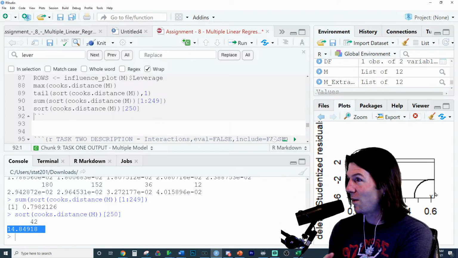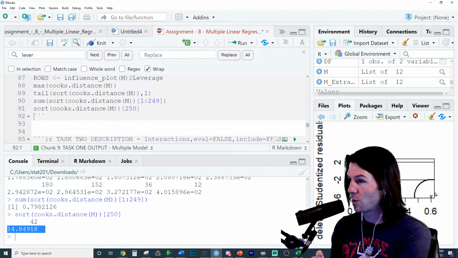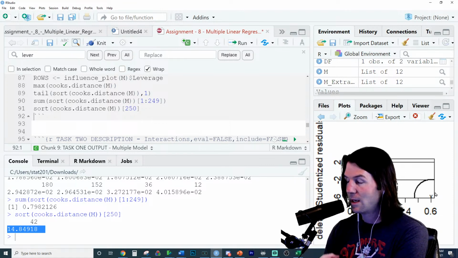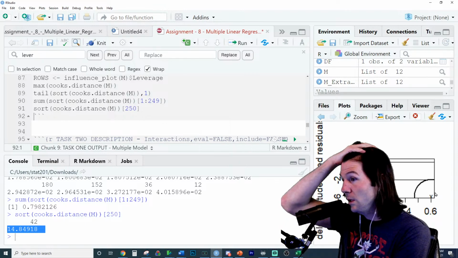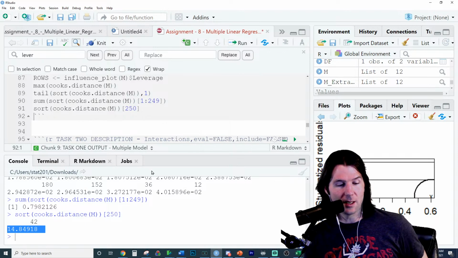So you're like, if that person had not registered their data, our model would be completely different, which is not good. We don't want our understanding of a set of 250 individuals to be based on one person. So the amount of influence they have is completely absurd. Like, it is just ridiculous. And that's what we're looking at here.